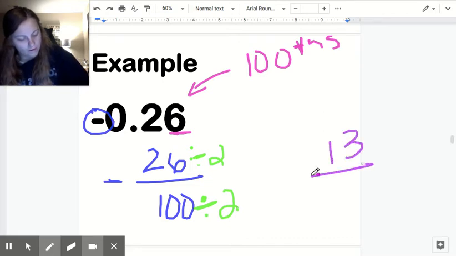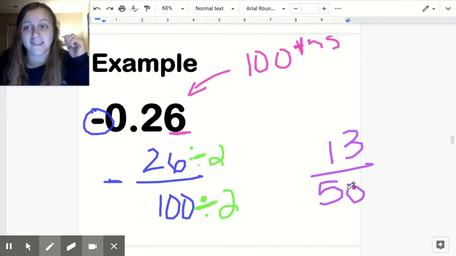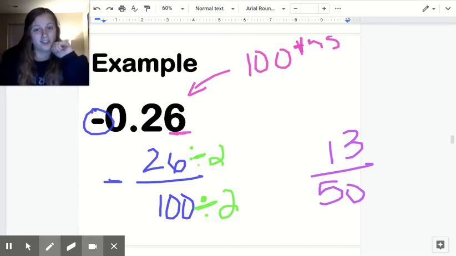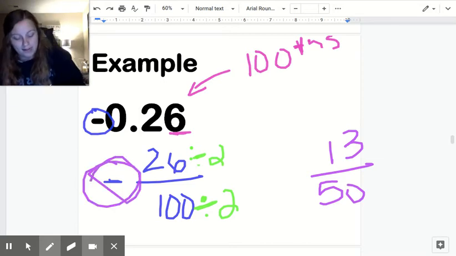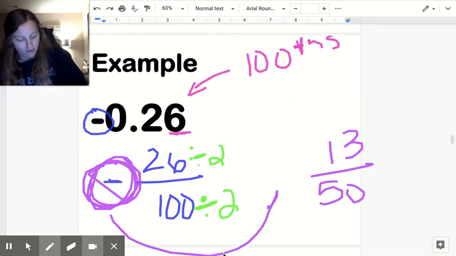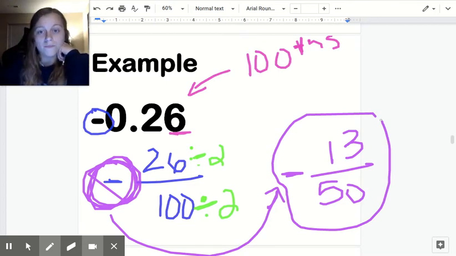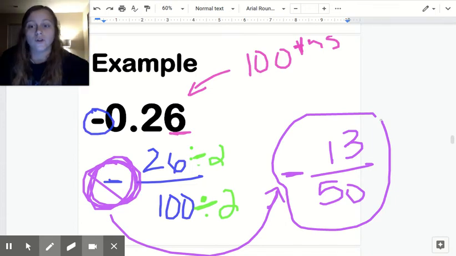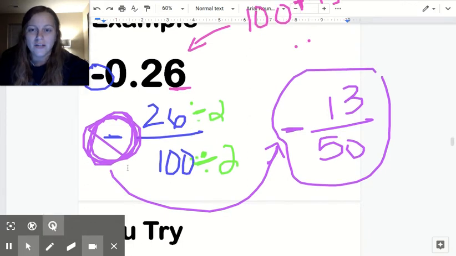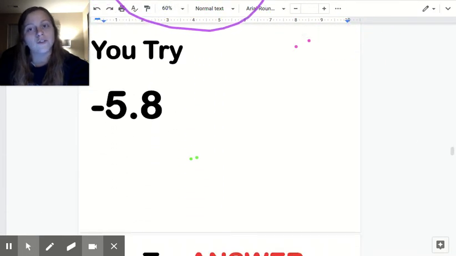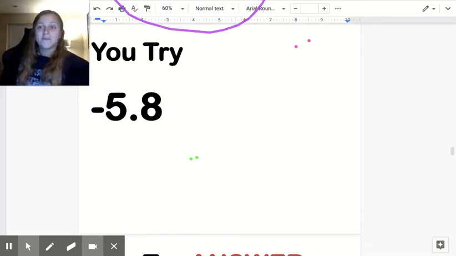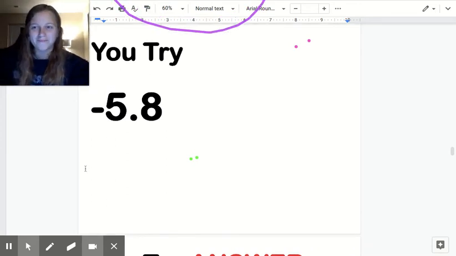That's going to end up giving me 13 over 50. But this is like the most common mistake I see with this. It's not 13/50ths. It's negative 13/50ths. Make sure you don't lose that negative along the way. Okay, so if it was a negative to start with, it's still a negative in fraction form, in simplified fraction form as well. Don't lose that negative. So go ahead and you try this one in your notes, negative 5.8. Press pause on the video and try it on your own.